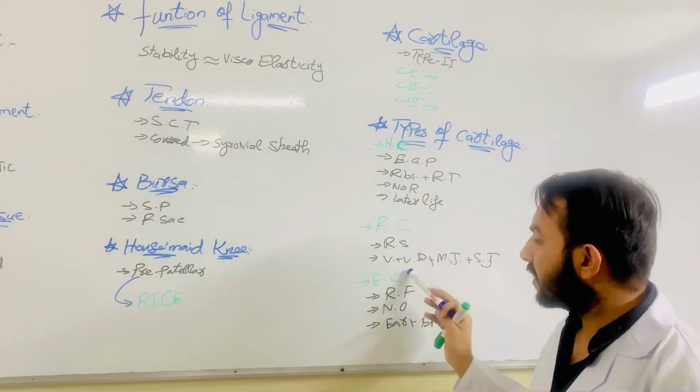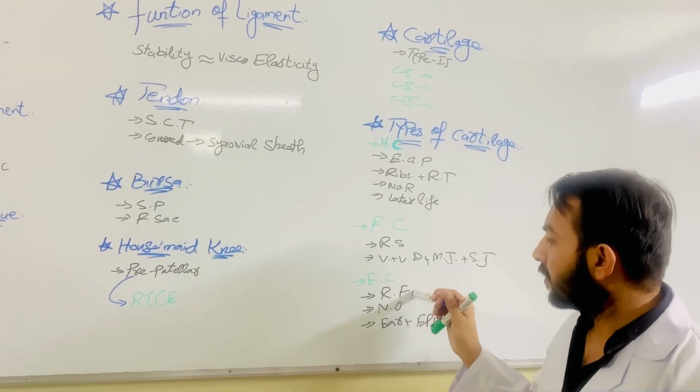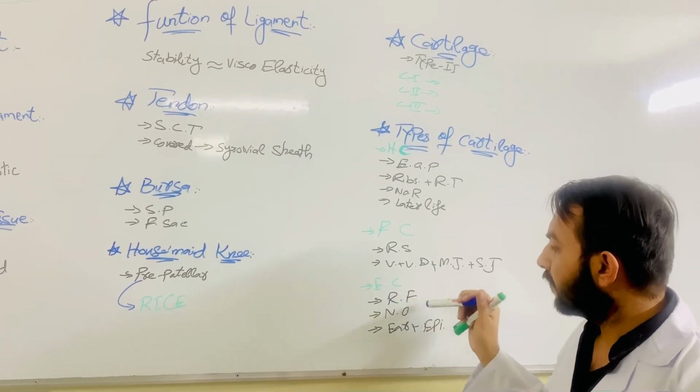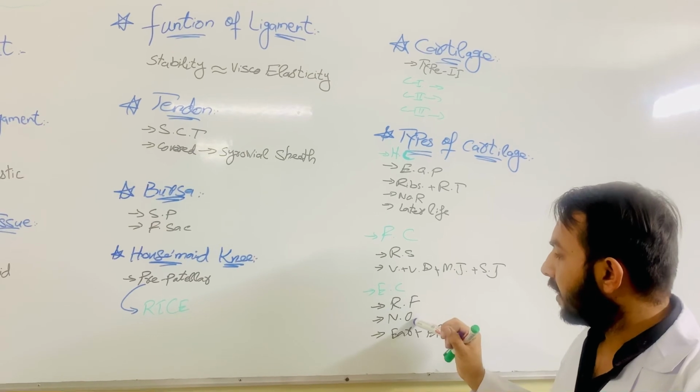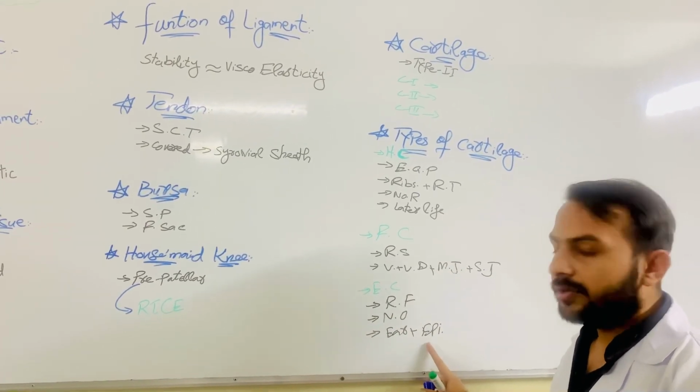The third one is elastic cartilage. It is also present in the respiratory tract, and its repair is poor. No artery is present in it, and it is present also in the ear and epiglottis.